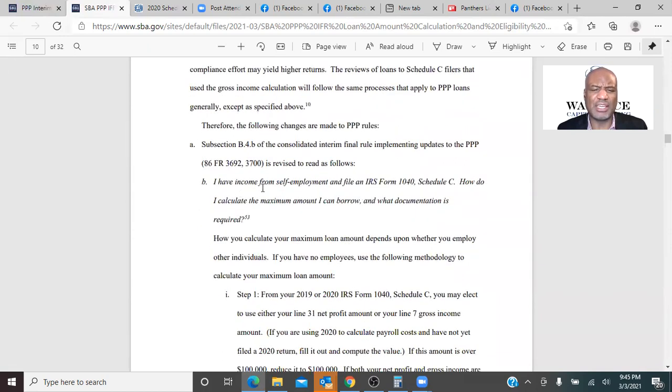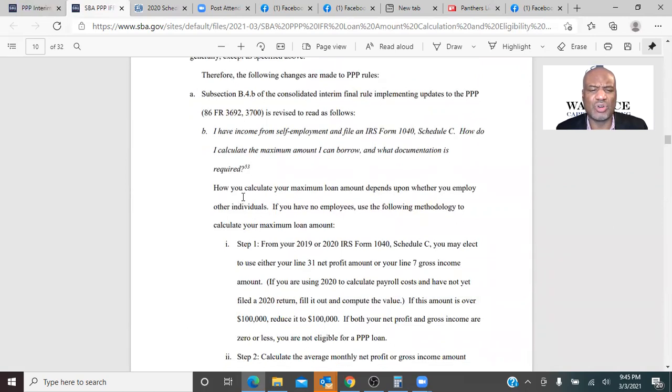So if you have income from self-employment and file an IRS Form 1040 Schedule C, how do I calculate the maximum amount that I can borrow, and what documentation is required? How you calculate your maximum loan amount depends on whether you employ other individuals. If you have no employees, use the following methodology to calculate your maximum loan amount.